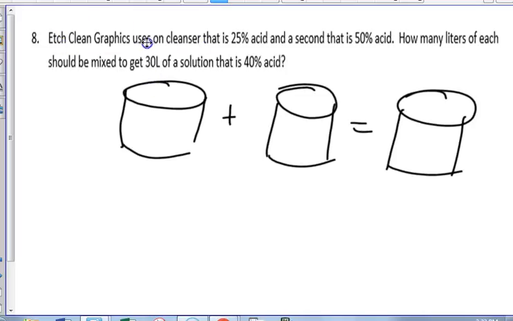We're going to mix some cleanser that is 25% acid. So this bottle's labeled 25%. A second one that's 50% acid. And how many liters should be mixed together to get 30 liters in the end of 40% acid? Okay. So this is 30 liters.